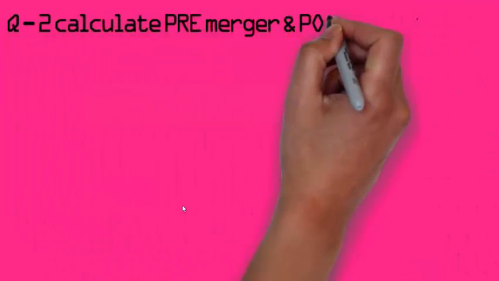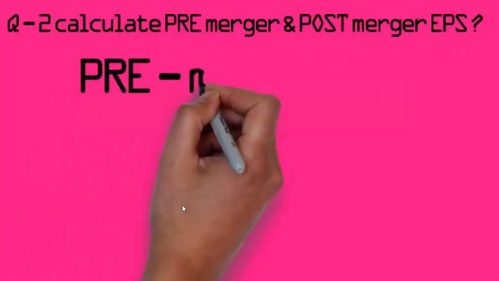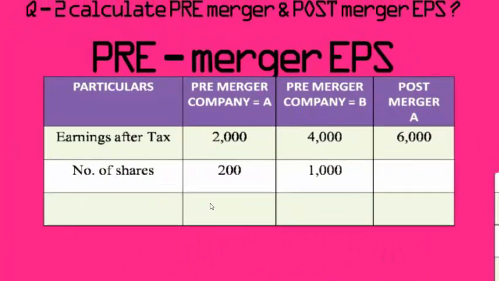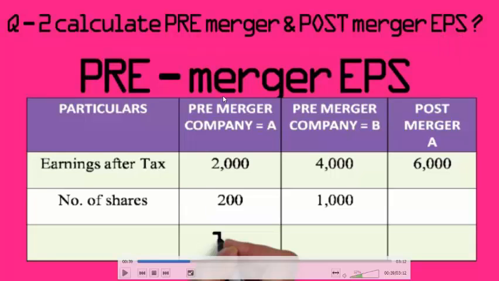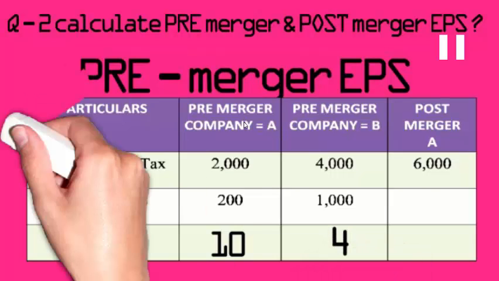Now let's move on to the second question, that is calculation of pre-merger and post-merger EPS, that is before merger and after merger EPS. So pre-merger EPS was given in the question and it is very simple, that is earnings divided by number of shares using the pre-merger data. So that is 10 in case of company A and 4 in case of company B.